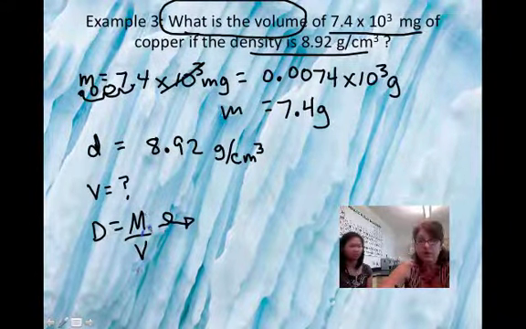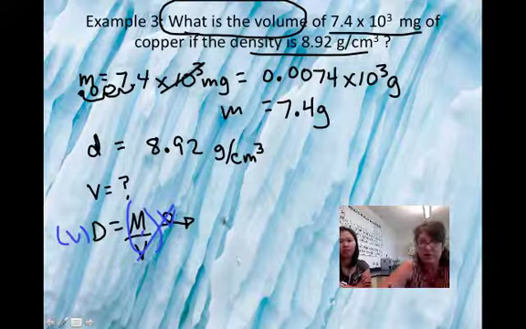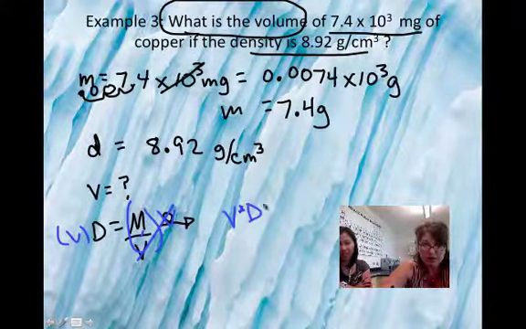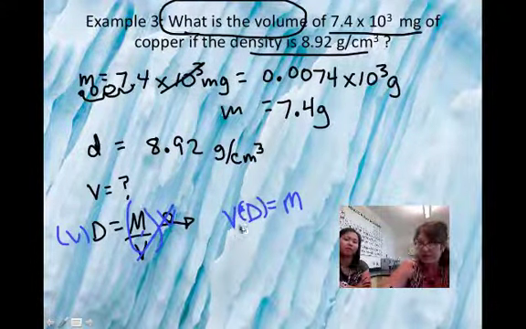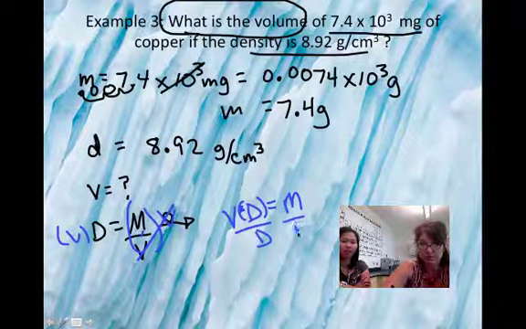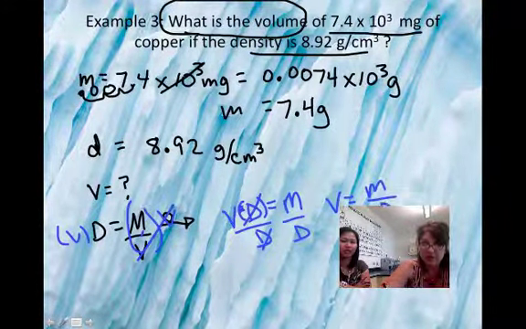Multiplication. Okay, so let's multiply both sides by volume, and that way I can get it out of the denominator. So now I have volume times density equals mass. Okay, so now I want to get V by itself. I have to get rid of density, so divide both sides by density. Okay, good. So volume is equal to mass divided by density.